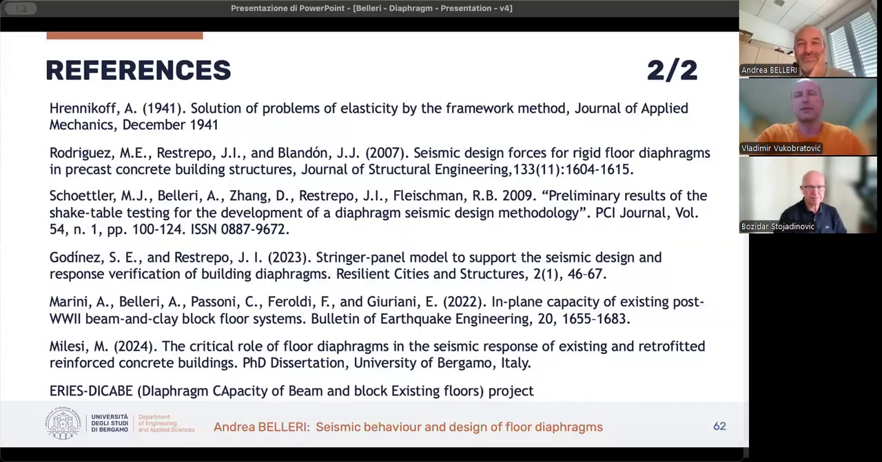Thank you, Professor. We have a couple more questions in the chat, so I can read them out loud. The first one is: what do you propose regarding modeling of timber floor diaphragms? Does any existing timber floor need to be strengthened with concrete topping to transfer the horizontal load?